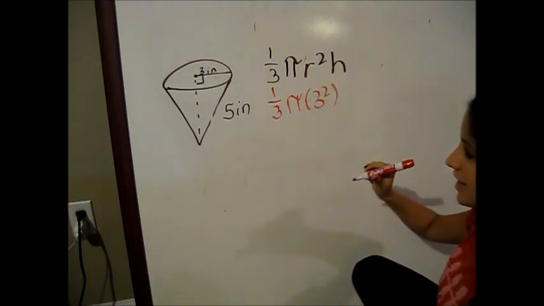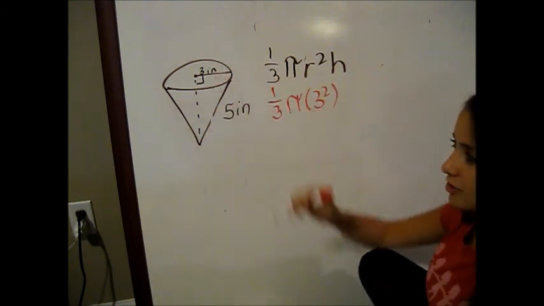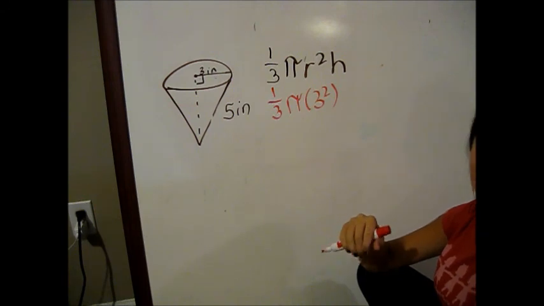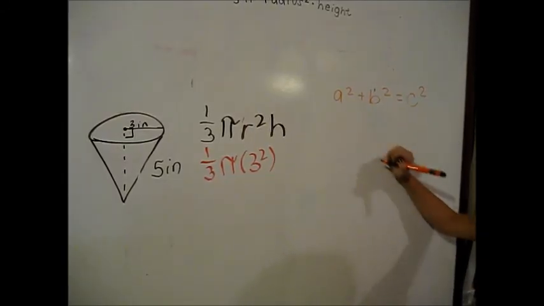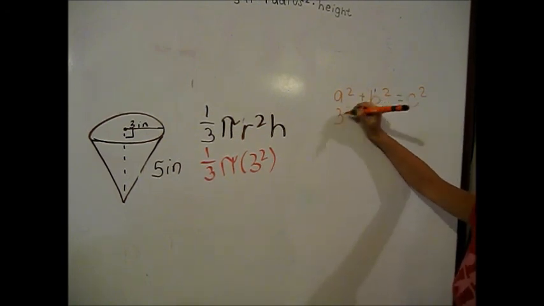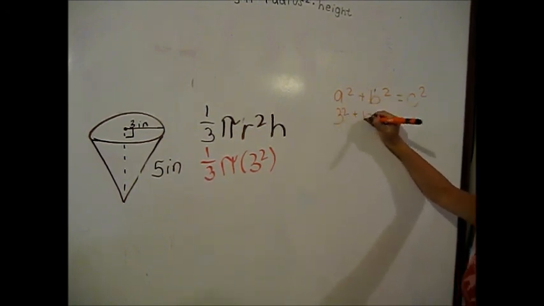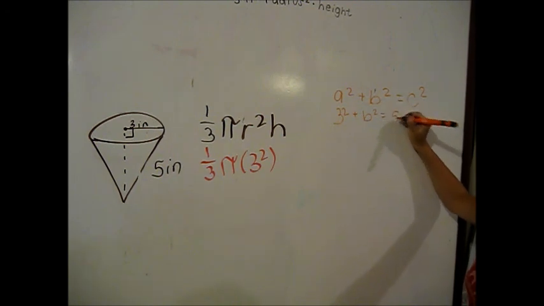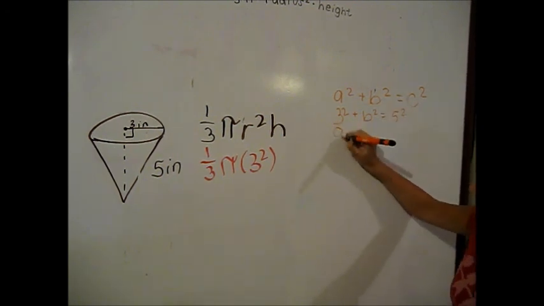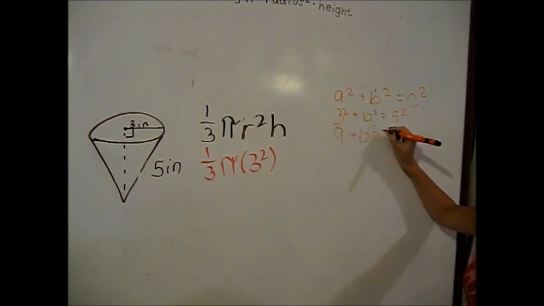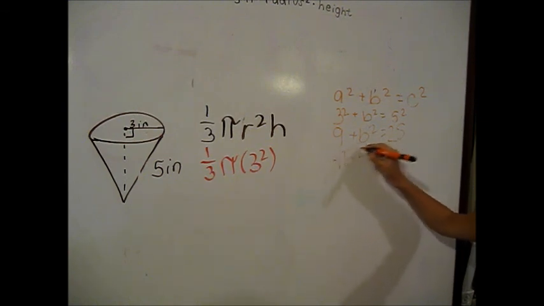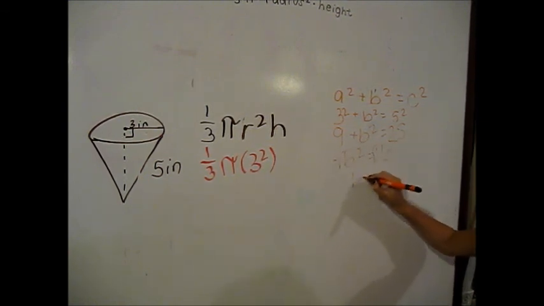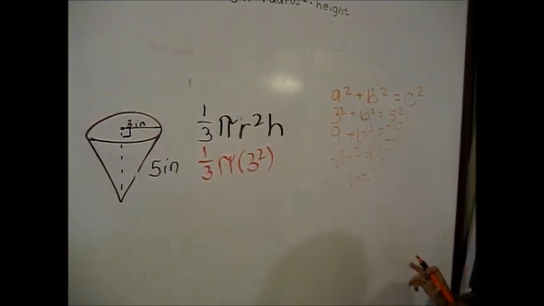But we don't have the height yet. Since this forms a right triangle, you can use the Pythagorean theorem to find out the height. So right here, we have the formula of the Pythagorean theorem. So you plug everything in and solve. So the height is 4.